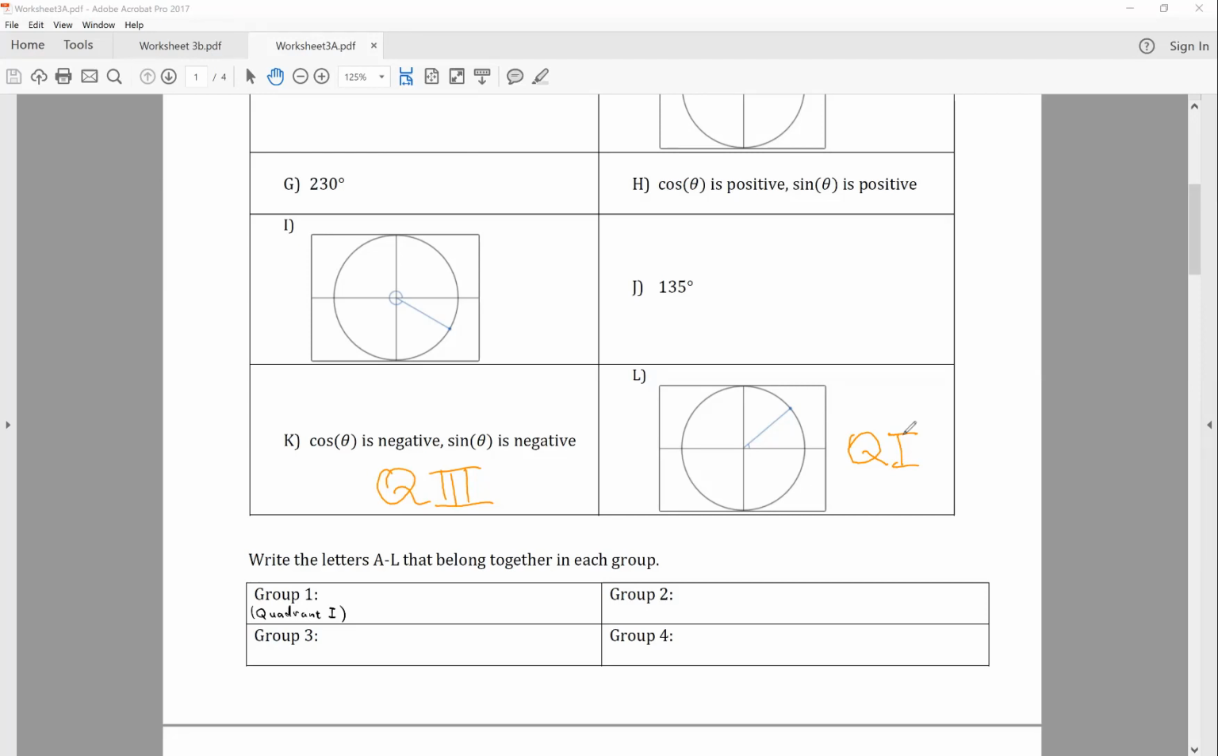Okay, so now we're going to group them together. Group 1 is quadrant 1. That was A, H, and L. Group 2, quadrant 2, is E, F, J. Group 3 is C, G, and K. K is right there. And group 4 is D, I, and B.